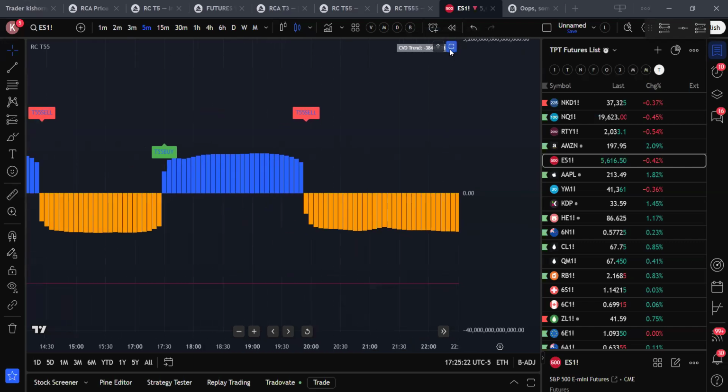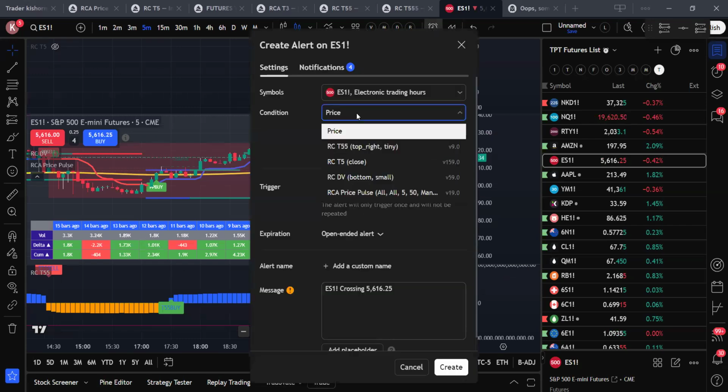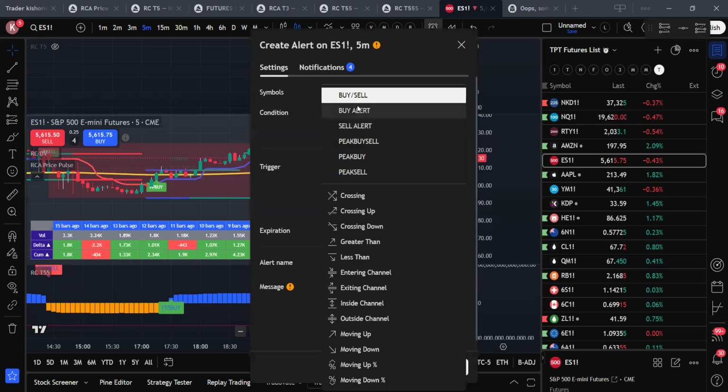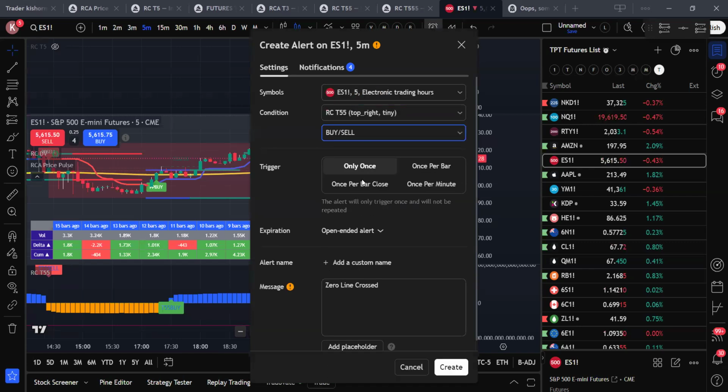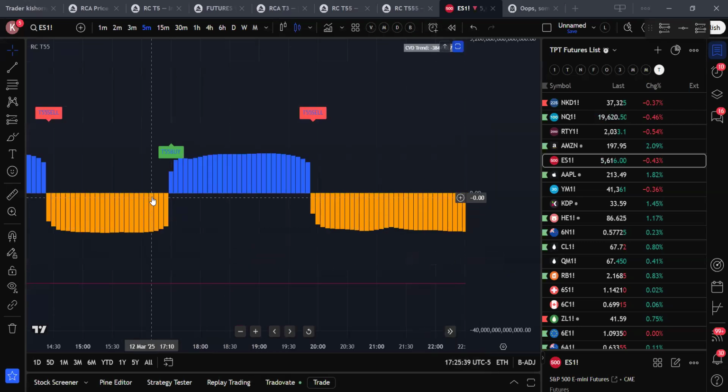And also you can set a notification. Not only seeing it, you can go and create a notification that, okay, whenever T55 gives a buy or sell, let me know. You can create that. So this is like a zero line. Whatever is in between, that is like a zero line.